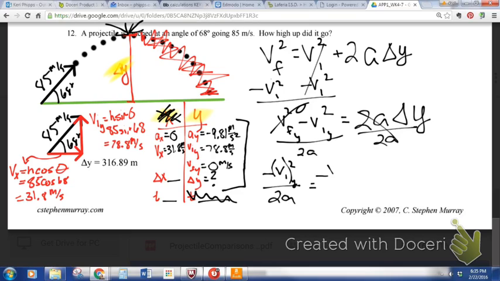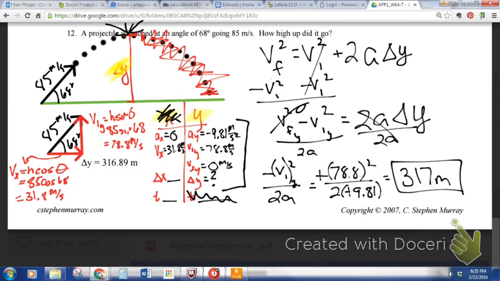So put in some numbers, so it's minus 78.8, and we're going to square that 78.8. We'll divide it by double our acceleration. Okay. Go ahead. Now the negatives are going to cancel out, and when you solve it, using our sig figs, you get 317 meters. That is how high it's going to go. And that is our third example problem. Enjoy.